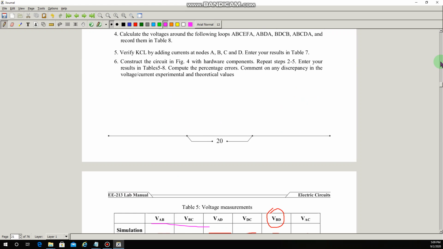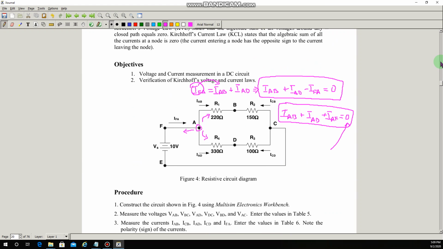Let's go back to the circuit and see what is the right way of measuring these currents. Let's talk about IAB. Remember from the detailed description in the first experiment that if I want to measure the current that is flowing through a component or through a branch, what I have to do is to introduce my ammeter in series with that component.